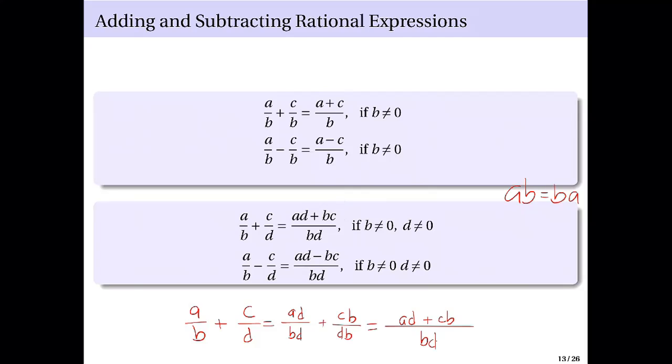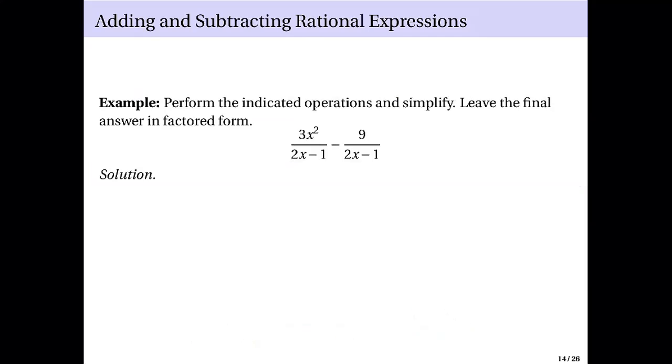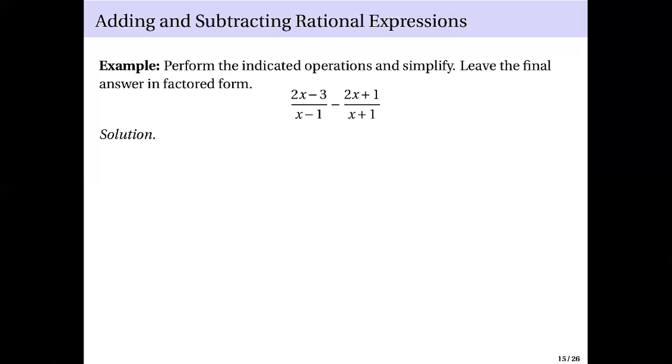So let us work on these examples. So we have the first example in here. Okay. So I'll hit pause again. So for the next example, you have 2x minus 3 over x minus 1 minus 2x plus 1 over x plus 1. So in here, you now have different denominators. So this is more complicated than the previous example. Okay, so let us work on this.